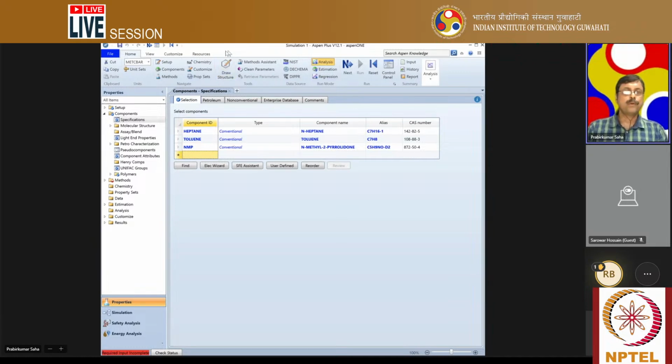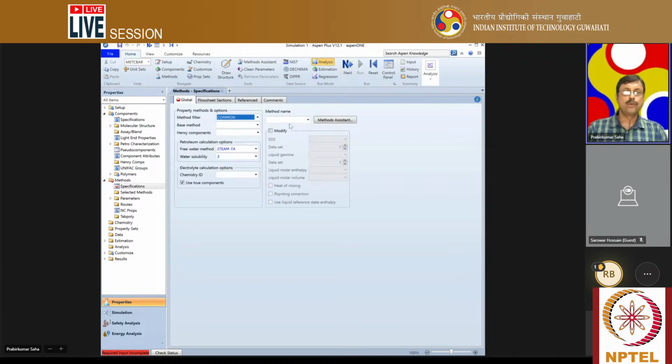So we have to use the NRTL property method and estimate missing binary interaction parameters using UNIFAC. Right. So let us go to NRTL.